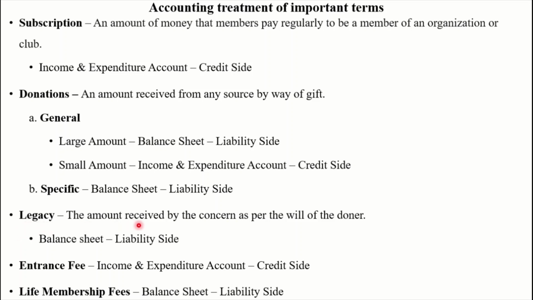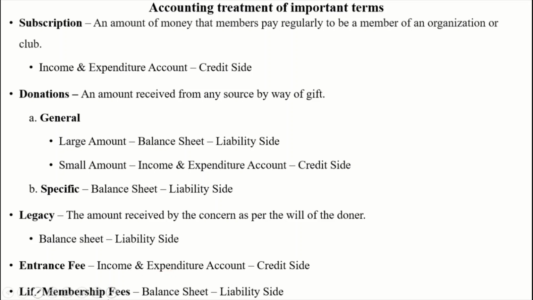Another terminology is legacy. Legacy is the amount received by the concern as per the will of the owner. That amount we call a legacy, and we record it on the balance sheet liability side. Then entrance fee. For any event or activity, the organization charges some entrance fee. That entrance fee is income for the non-trading organization, so we record it on the credit side of the income and expenditure account.